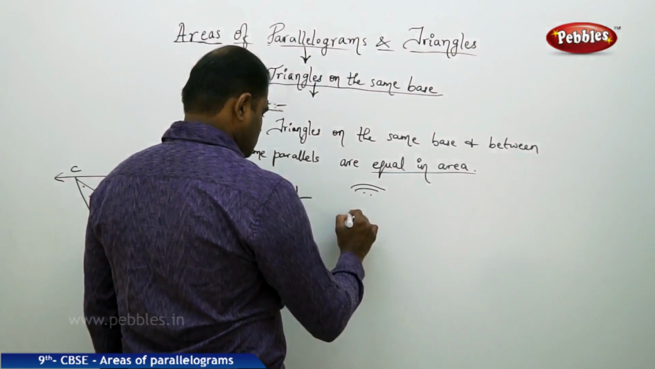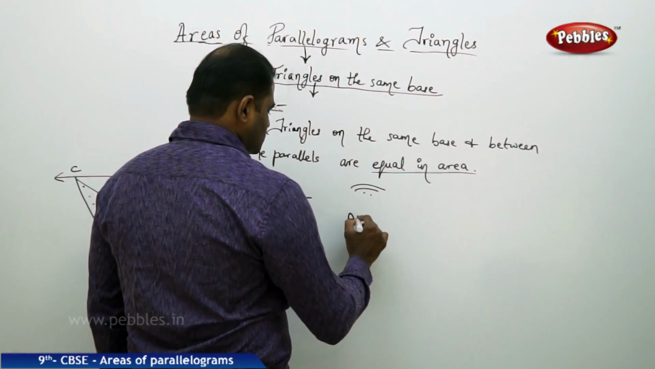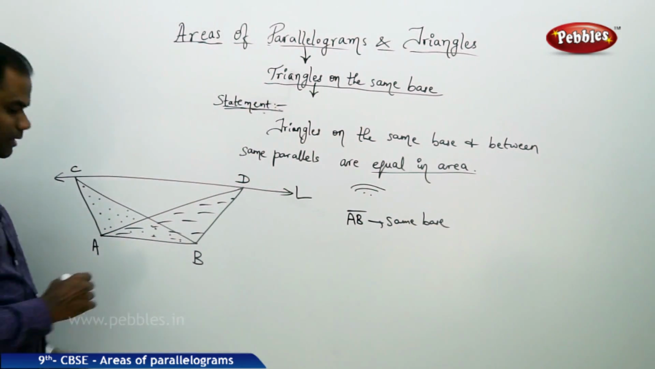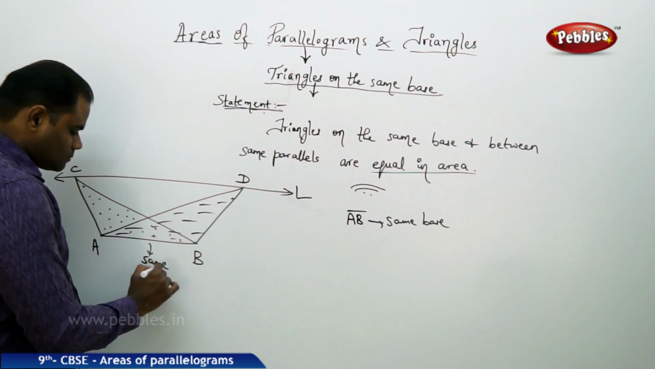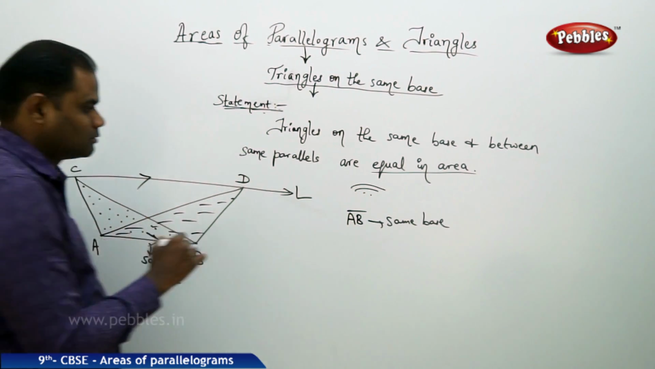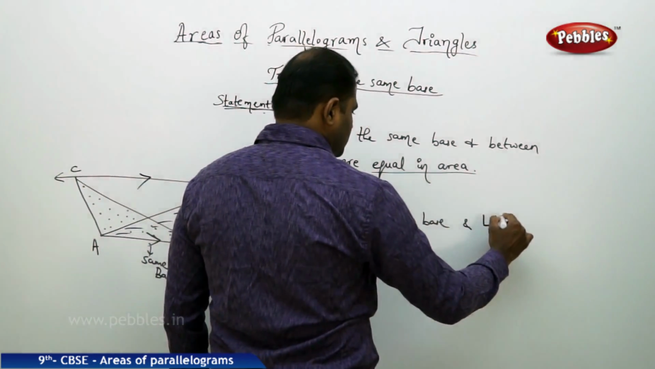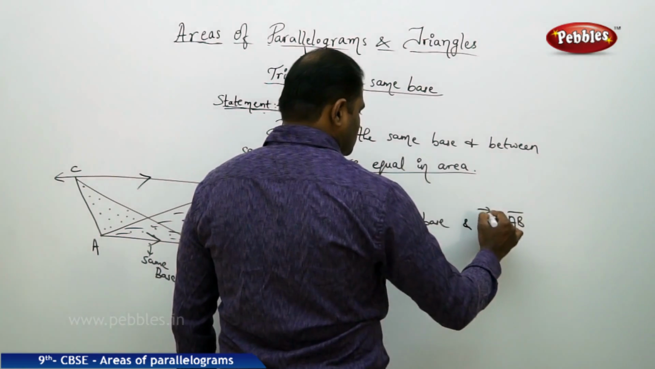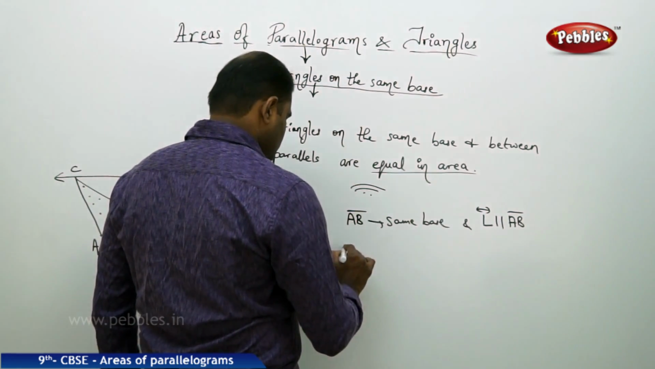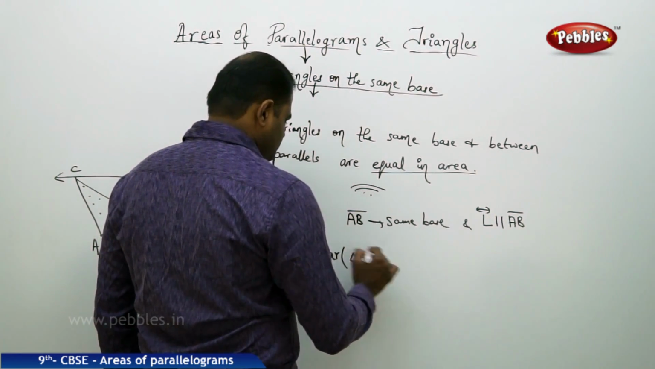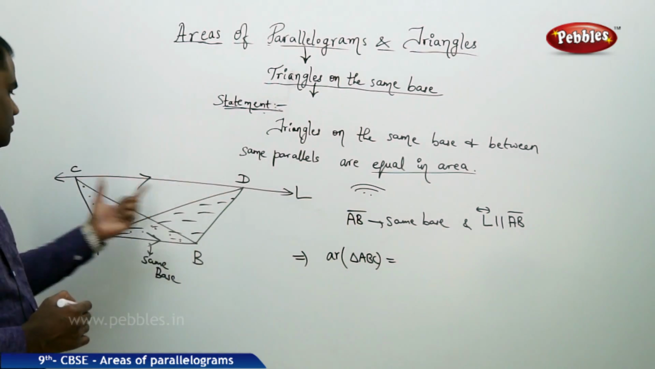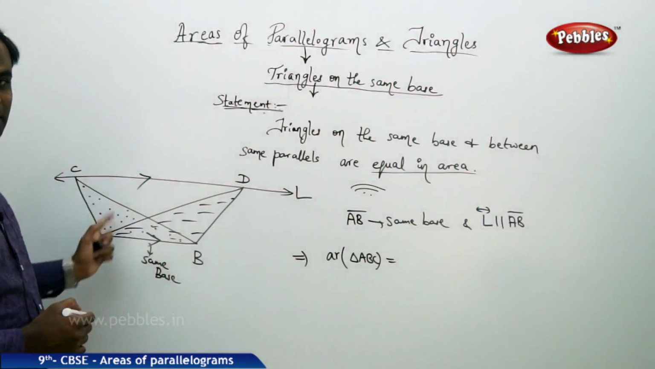That is, AB being the same base, and L being parallel to AB, if the two lines are parallel, then the area of triangle ABC must be equal to the area of triangle ABD. The area of the first triangle must be equal to the area of the second triangle.